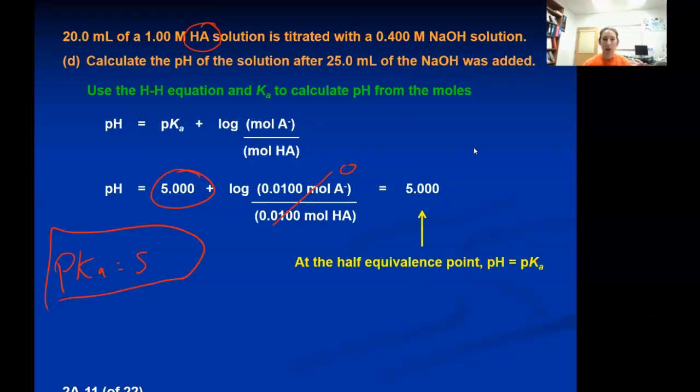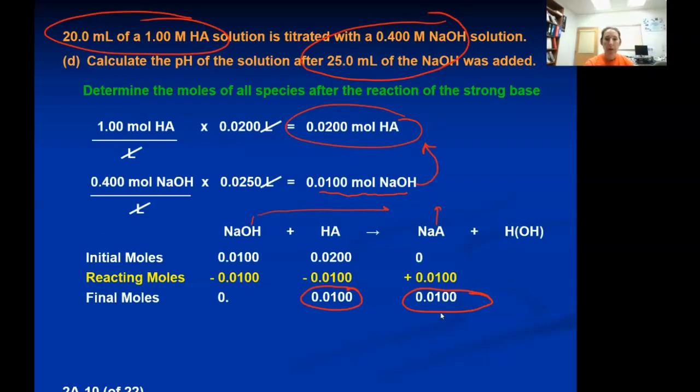Okay, so the reason for this, remember this, I'm going to show you, this is our shortcut. Because we have HA, which is our weak acid, and we have A-, which is our weak base, this makes it a buffer. Because it's a buffer, that's why we can use Henderson-Hasselbalch for this.